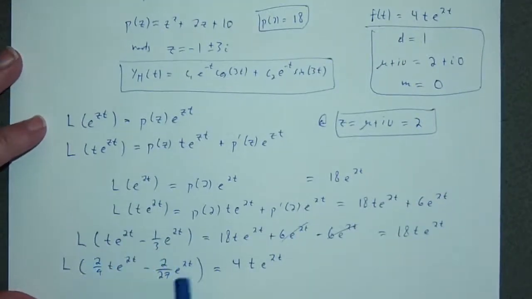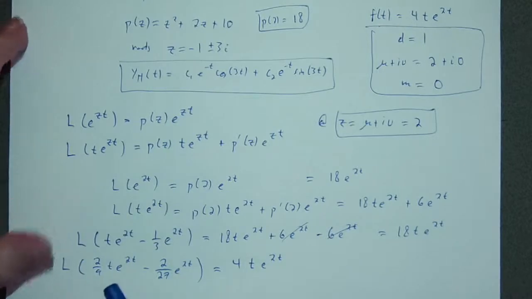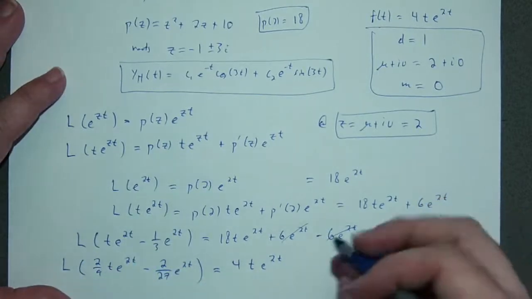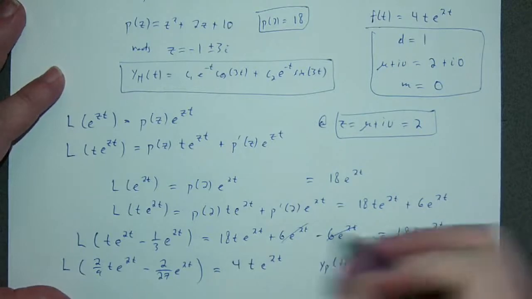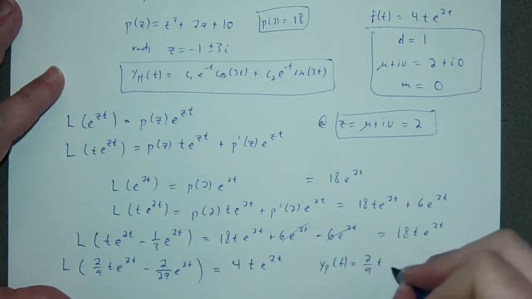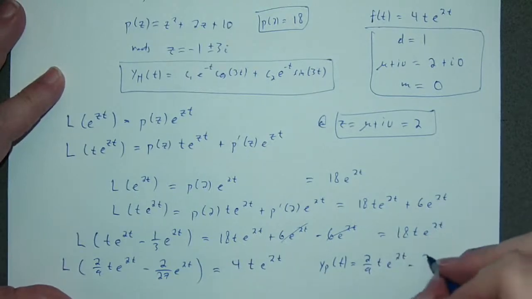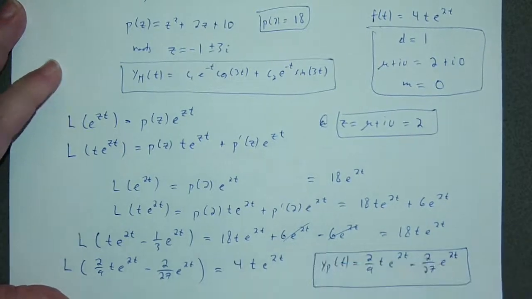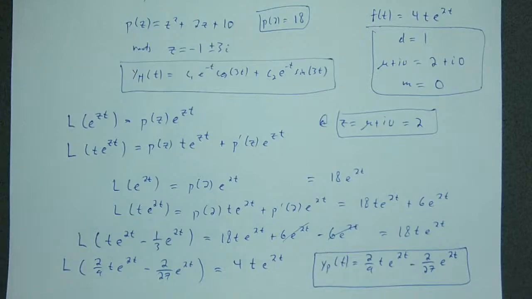And so this thing that I've kept track of here, doing my algebra, is my particular solution. So y sub p of t is 2/9 t e to the 2t minus 2 over 27 e to the 2t. And I want you to notice that this is exactly the same as the undetermined coefficients method gave us when we did this exact same example. Right? This was exactly the same thing. And this is with a lot less effort. Undetermined coefficients, we had to do a lot more algebra than this.